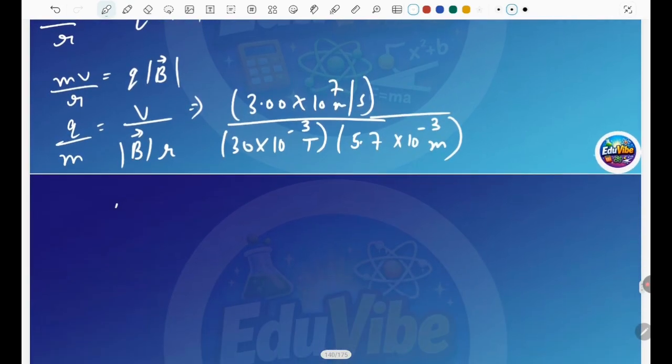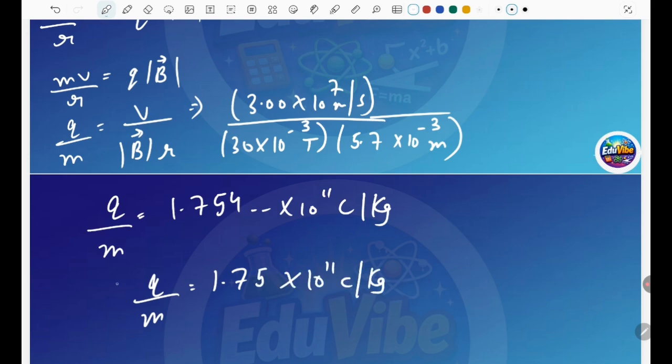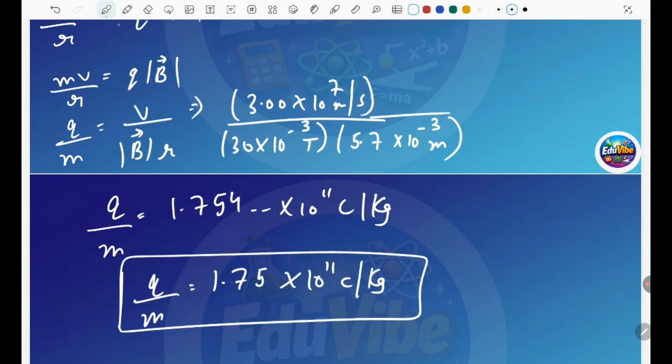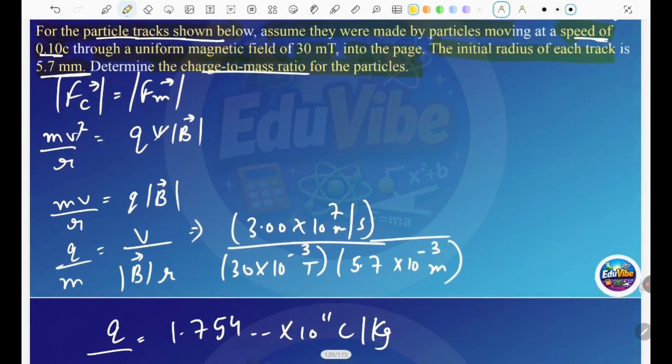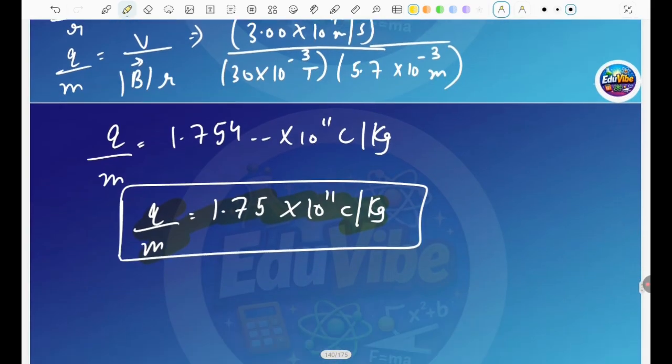When you calculate this whole thing, you get q upon m of about 1.754 times 10 raised to power 11 coulombs per kg, which is about 1.75 times 10 raised to power 11 coulombs per kg. So this is the charge to mass ratio of that particle. It is the same thing you used in the Thomson model in the first lesson. That same thing you use in this too.